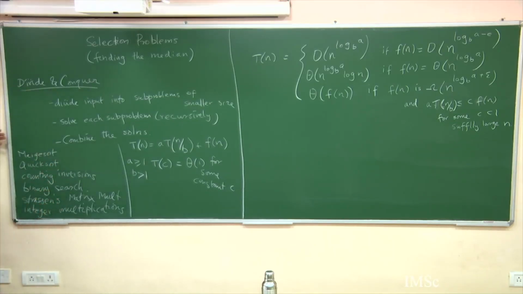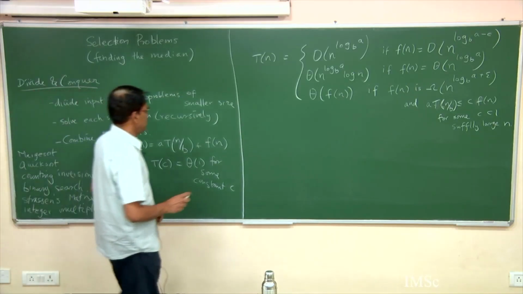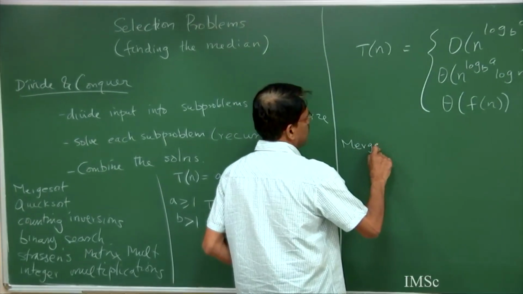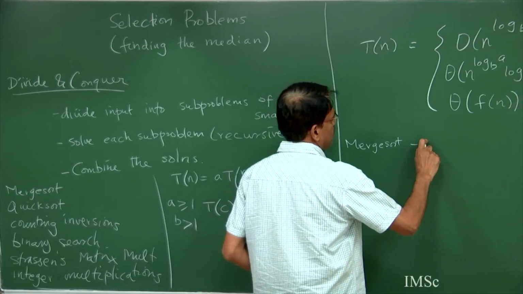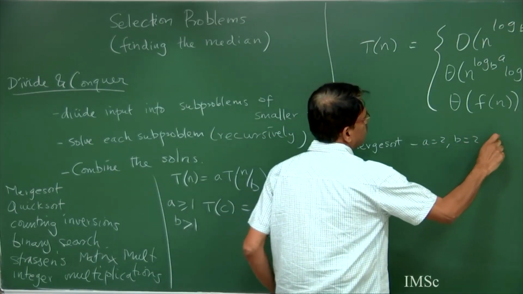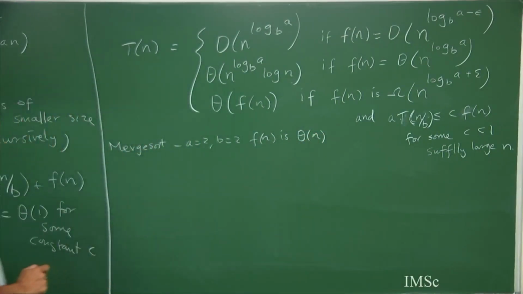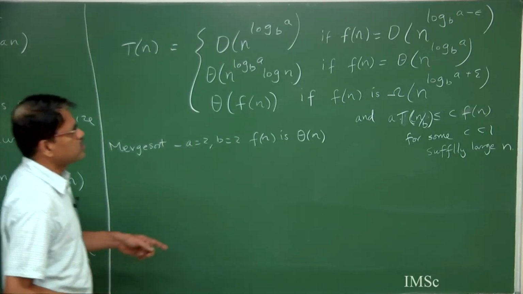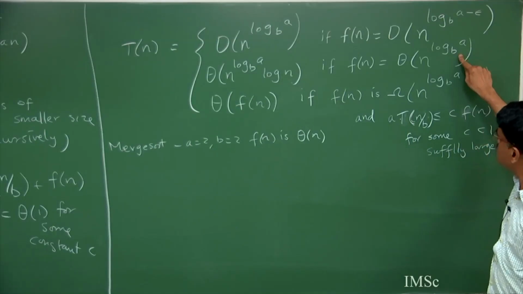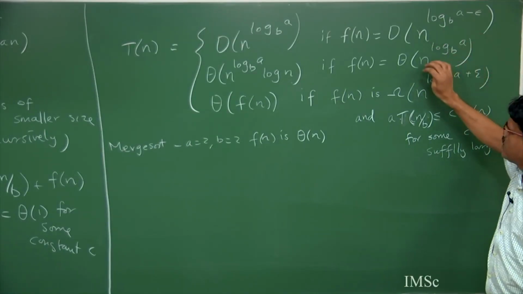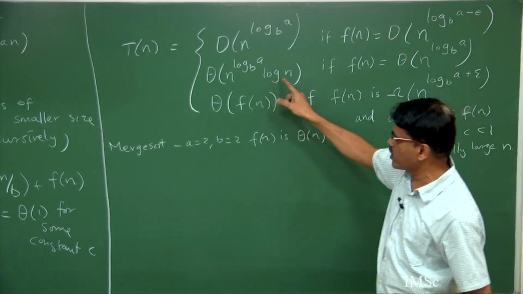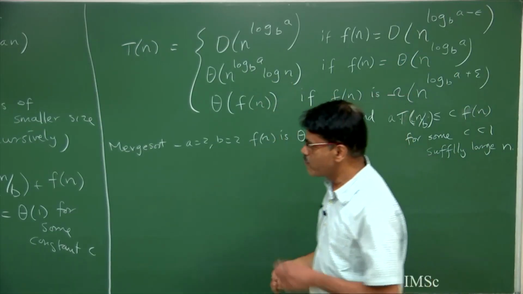Okay, so let's quickly check these things. For merge sort, what is a, b, and f of n? A is 2, b is 2, and f of n is linear, right. You divide it into two subproblems, each of size n over 2, and linear time to merge. So it falls into the situation where n to the power log a to the base b is n, because this is 1, and f of n is also linear. So you have an extra log n. So this solves to n log n, right.